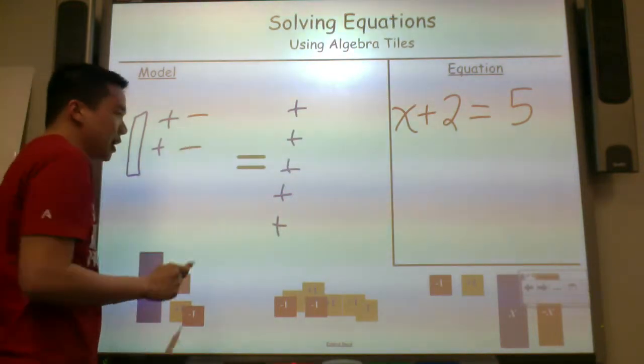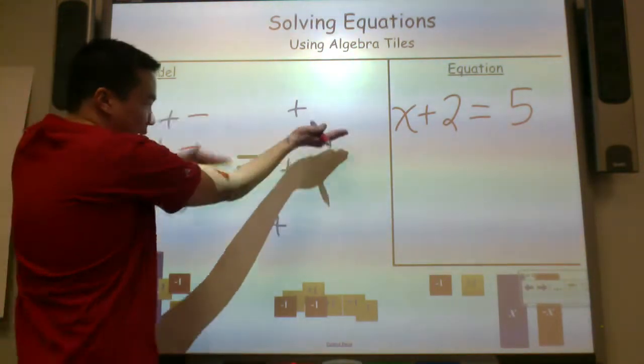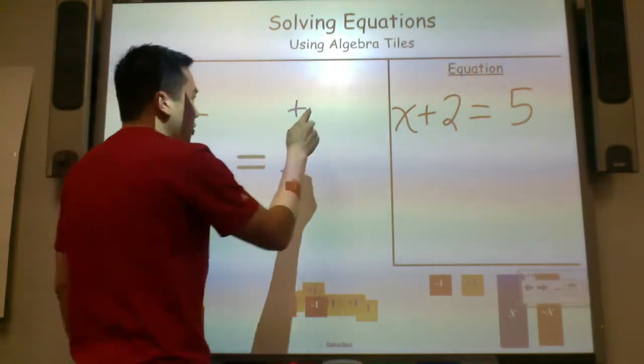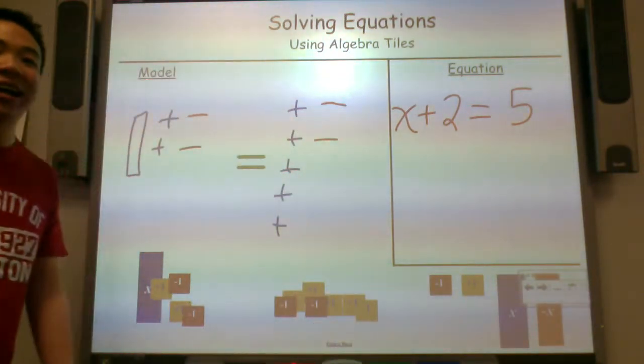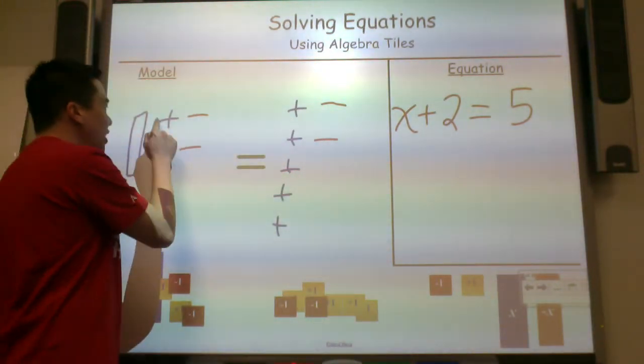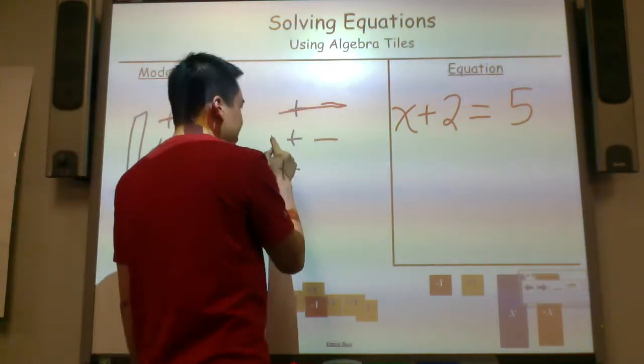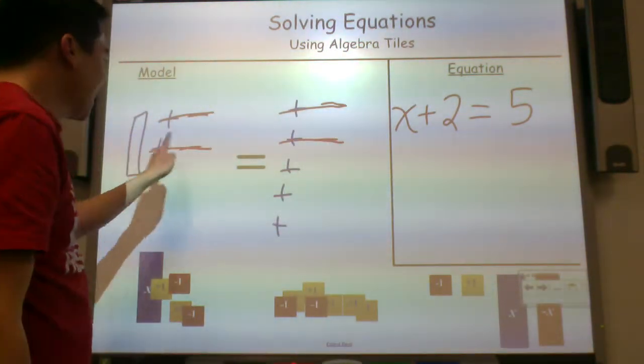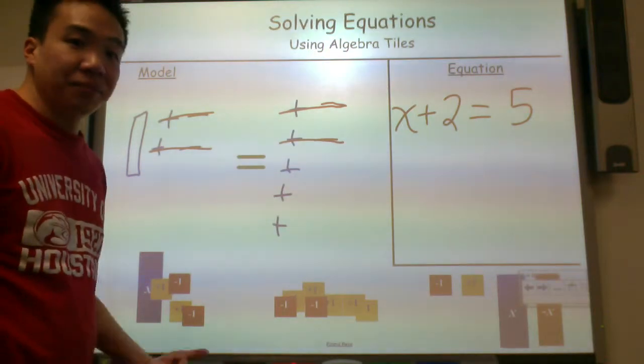2 negatives. Just like a balance scale, you're making it lighter. This side's heavier, so we have to balance it out. So we need to draw 2 negatives on the right side. What happens when you have positive, negative? It cancels out, zeros out. So x is equal to positive 3.